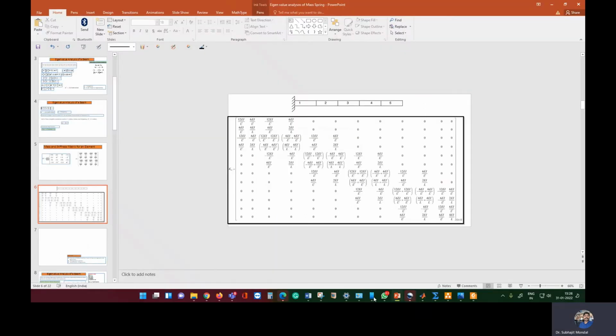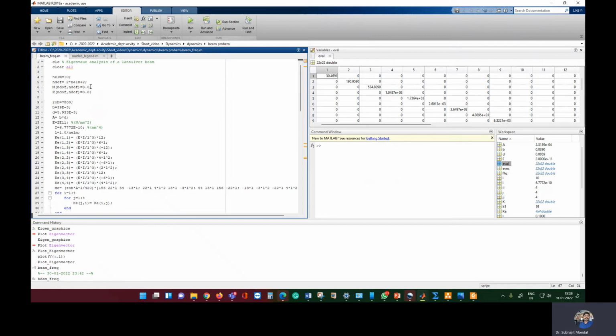So here you just see I have written that code. Here you just see what I have done. Here I have considered number of element 10. You can consider 5, then it will be easy for you if you consider 5 element. So if you consider 5, then next is that here how many degree of freedom is there.